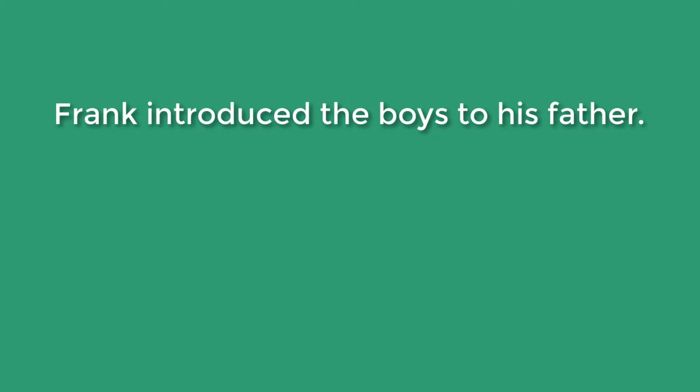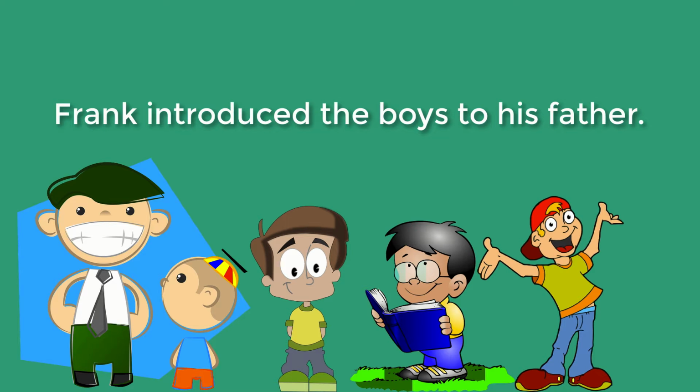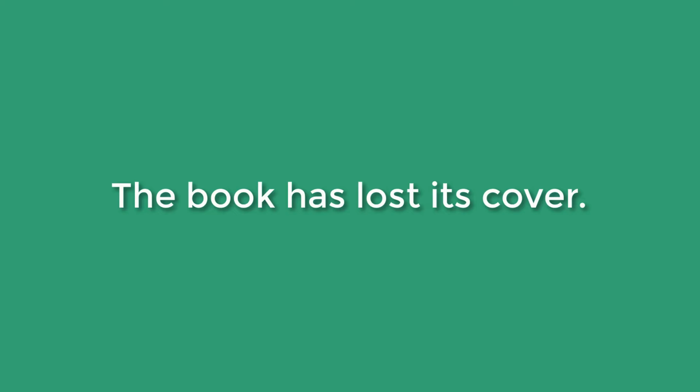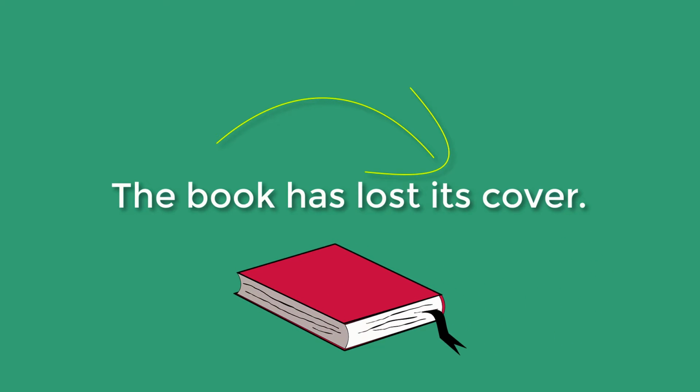Let's look at this sentence. Frank introduced the boys to his father. Frank is the antecedent of the pronoun his. The book has lost its cover. The book is the antecedent to its.